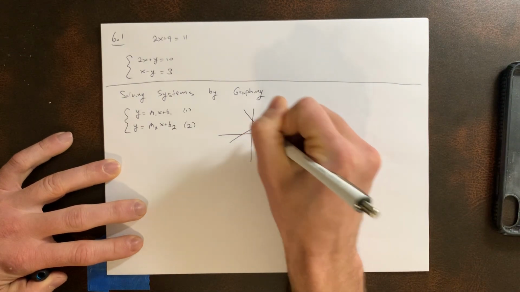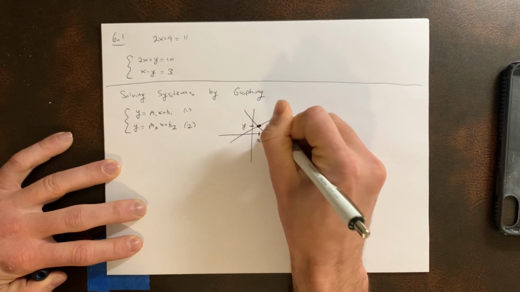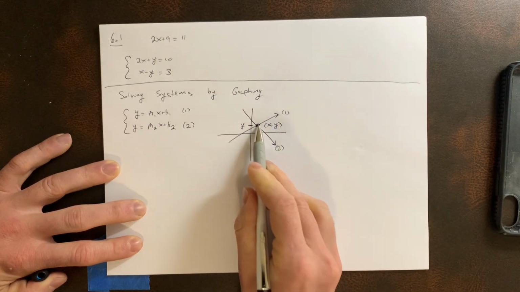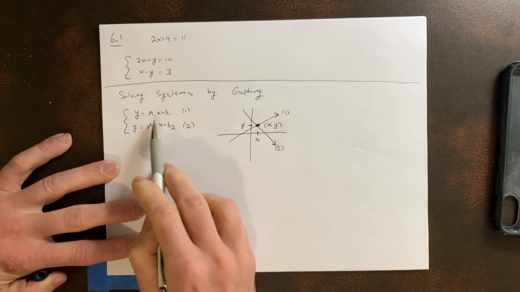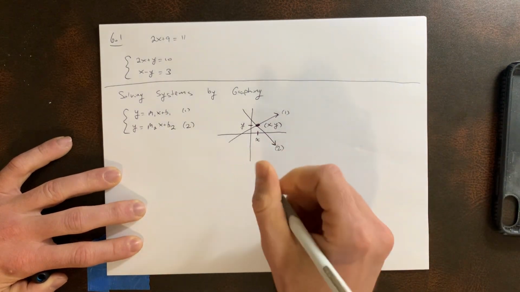So the solution is just a point. It has an x coordinate, it has a y coordinate. So this point is the point x comma y. And we say that point is going to be the solution of the system of equations. That's the first thing that can happen.